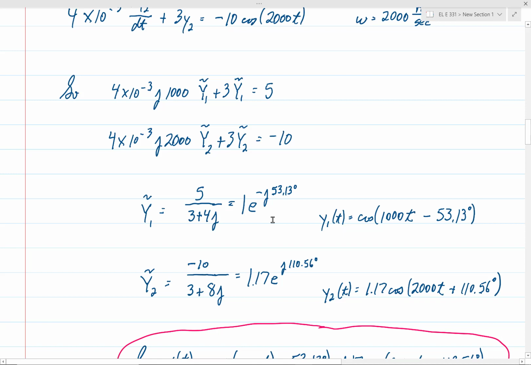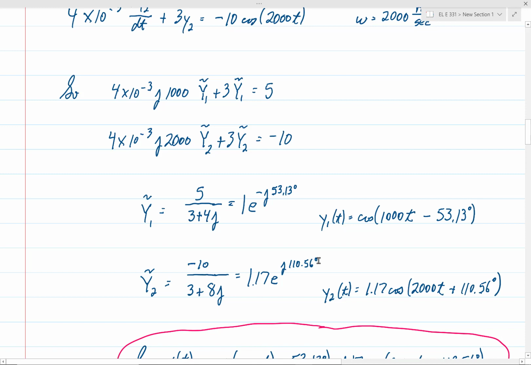And then if you go back to the time domain, that tells you that y1 of t is cosine of 1,000 t minus 53.13 degrees. And on the other hand, if you solve the second equation for y2 tilde, you will get this, and use Wolfram Alpha to simplify that, and you get 1.17 e to the j 110.56 degrees.